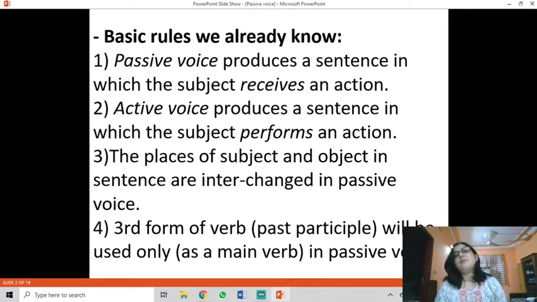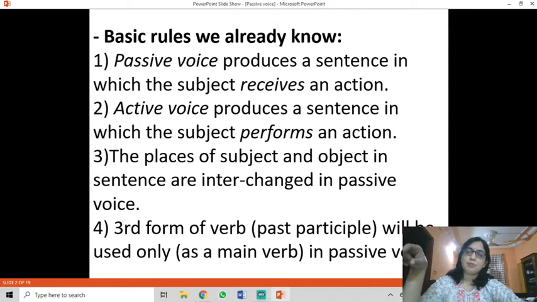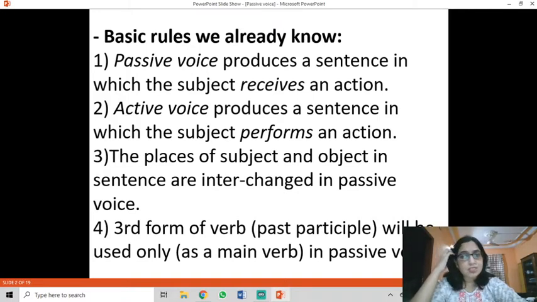Rule number one: passive voice produces a sentence in which a subject receives an action. So, in English syntax, you have the doer of the action and the receiver of the action. Passive voice produces a sentence in which the subject receives an action. So, you change the position. The primary position you make into a secondary, and the secondary position becomes the primary one. Active voice produces a sentence in which the subject performs an action.